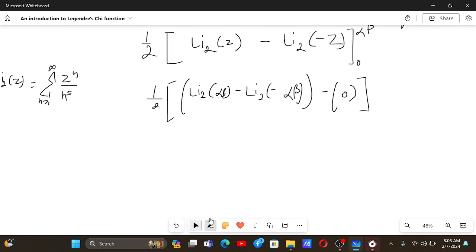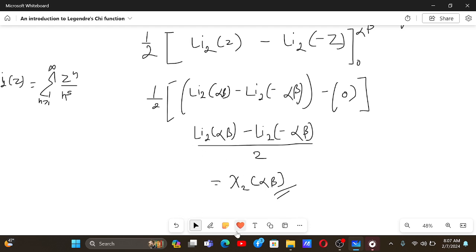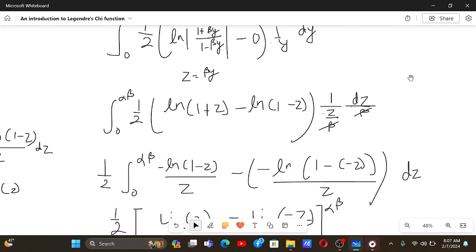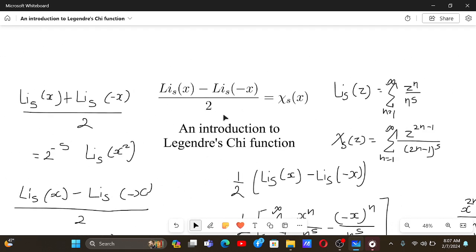Now we have the definition of Legendre's chi function: li2 of alpha beta minus li2 of minus alpha beta by 2, and we know that this is just Legendre's chi function of order 2 of alpha beta. So what a neat answer. It's not really a neat answer, because this is a ridiculous sum, but because we defined the sum as Legendre's chi function, we get a neat answer. If there wasn't that definition, it would have been some ridiculous sums. Okay, we have proved this expression.